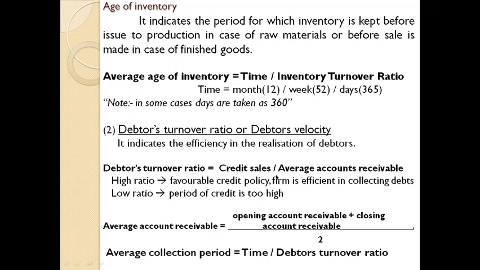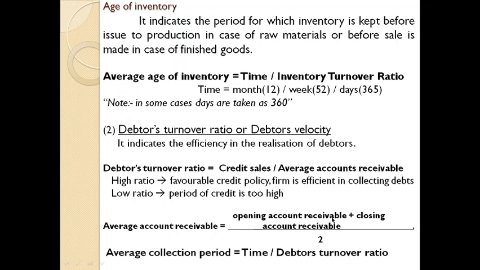Remember one thing, sometimes in the question there will not be any details regarding credit sales. In that case, you will be given only total sales or cash sales, something like that. In that situation, the total sales or sales, whichever is given in the question, is considered as credit sales. And in some situations, there will not be any details regarding average account receivable, that is, opening account receivable plus closing account receivable divided by 2.